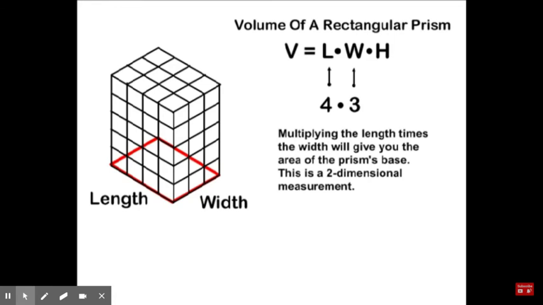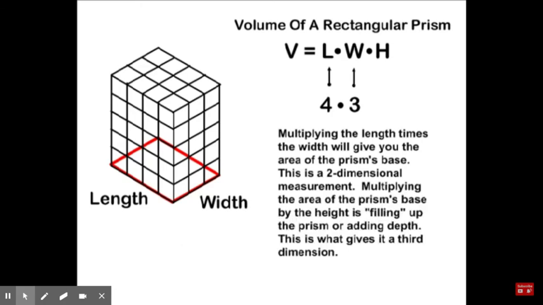After multiplying the length times the width and getting the area of the rectangular prism's base, multiplying it by the rectangular prism's height will give us the volume. Multiplying the area of the prism's base by the height is filling up the prism, or adding depth. This is what gives our rectangular prism a third dimension, or gives it volume.